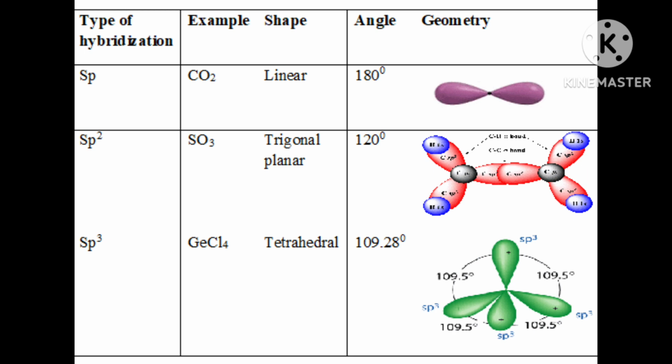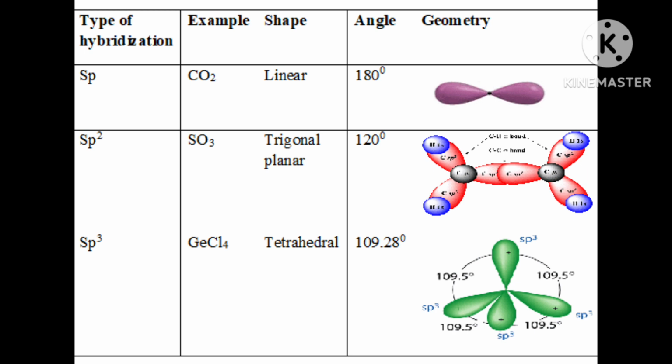And because CH3 is a single bond, all single bonds mean sp3 is there. Double bond means sp2 is there. Triple bond means sp is there. Then it is very easy to find out hybridization. Question is asked. Now you can say this.